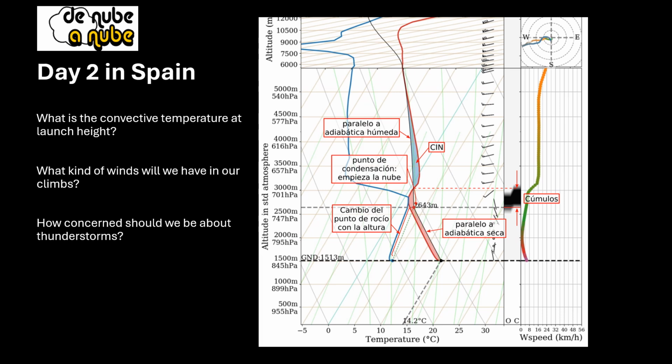Here is a Skew T from another day and another launch site in central Spain. This time the launch is at just over 1,500 meters. The graphic highlights the convective temperature, but what winds can we expect? What will the sky look like? How concerned should we be about thunderstorms?